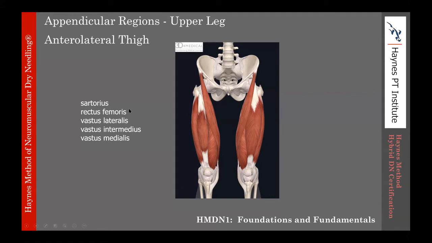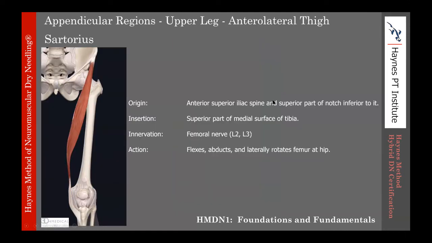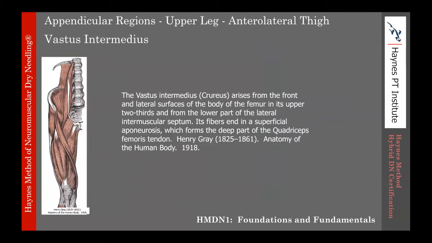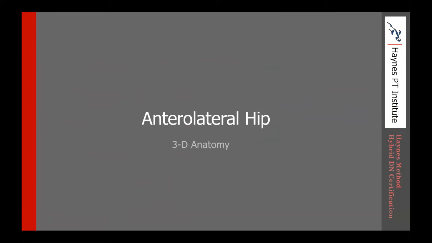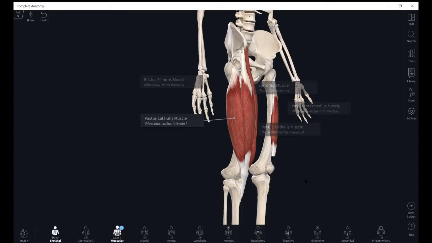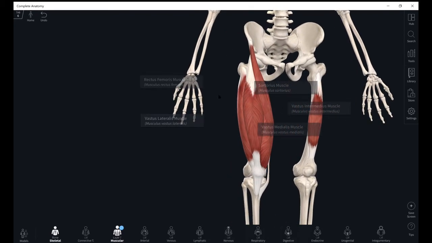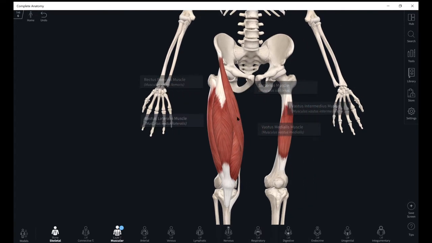Okay, so on to the anterolateral thigh. Here we're going to look at sartorius, rectus femoris, and then vastus lateralis, intermedius, and medialis. So from here, let's move on to our three-dimensional anatomy. Okay, 3D anatomy of the anterolateral thigh. Here we'll look at the sartorius and then the quads themselves. So let's start with sartorius.